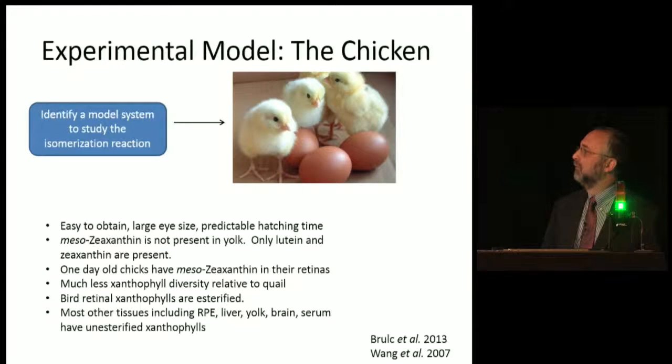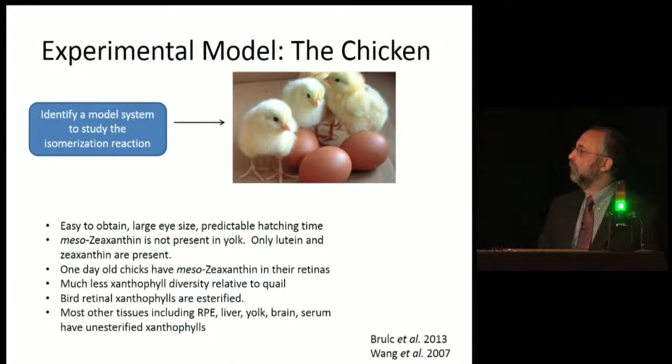And this is because chicken eggs are easy to obtain, and chickens, even the baby chicks as they're developing, have a large eye size and a very predictable hatching time. And you can grow them in the laboratory. We already know that meso-zeaxanthin is not normally present in the yolk. Only lutein and zeaxanthin are present. So essentially, we're giving a controlled feeding experiment to the developing chick embryo.